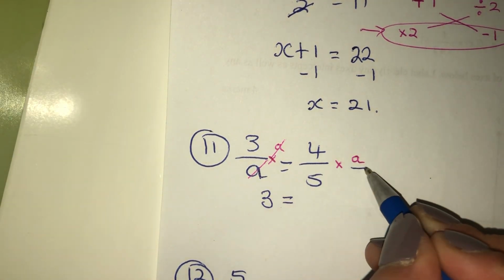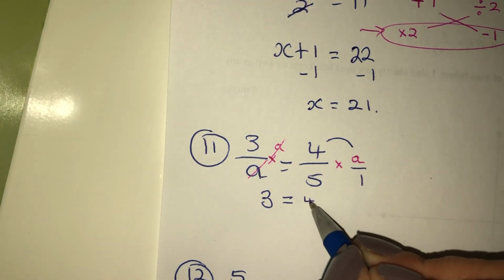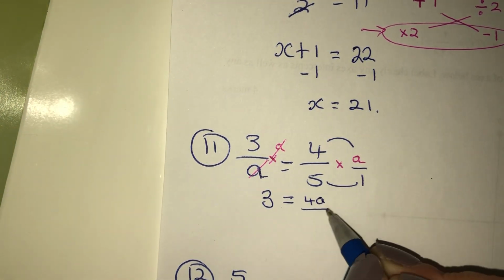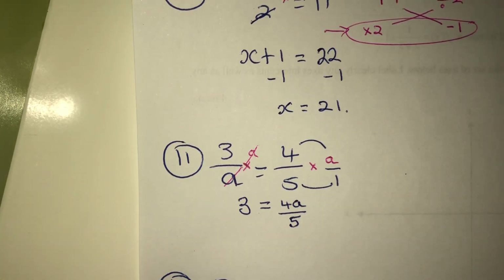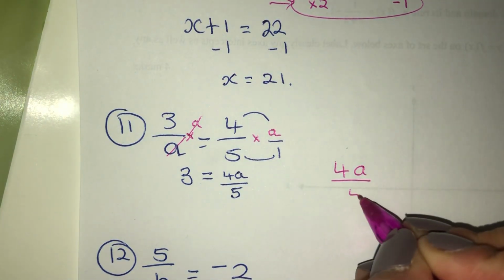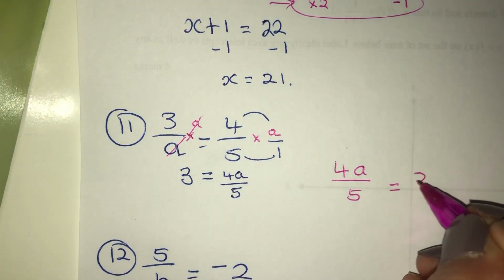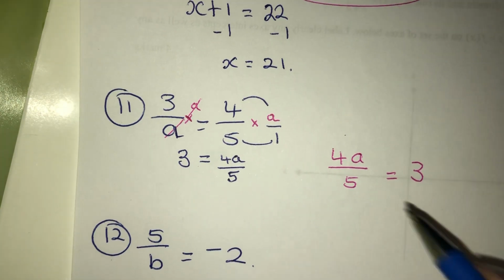Now, this is the same as A over 1. So we're going to go 4 times A is 4A. A over 5 times 1, which is 5. Now, it might make it a bit easier if you turn this around the other way. So don't change anything, but now it probably looks a bit nicer or easier for you to do.